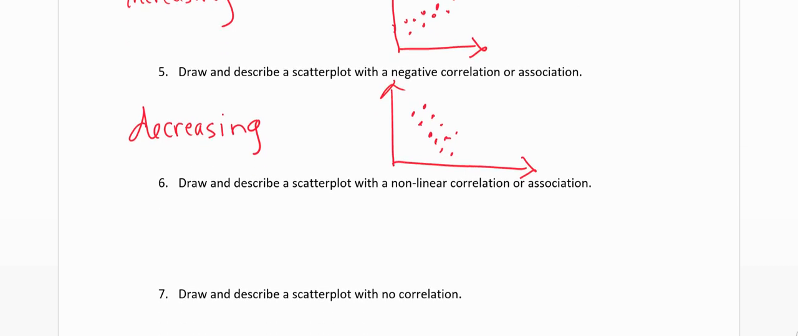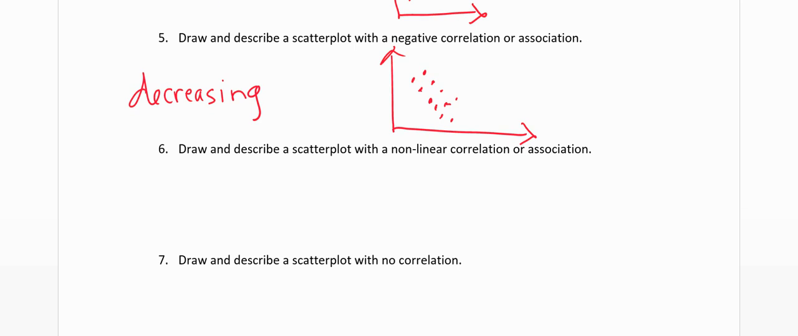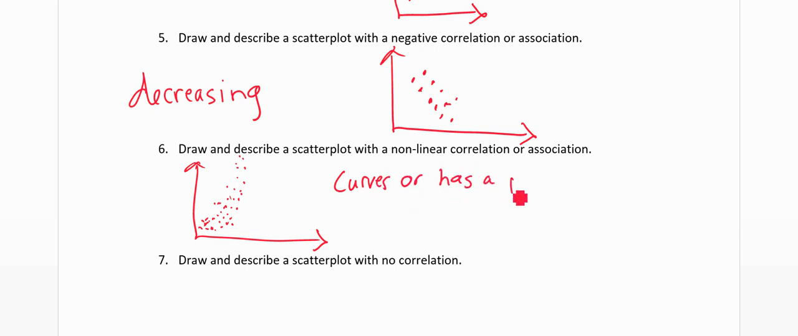Draw and describe a scatter plot with a non-linear correlation or association. So in this case, I am drawing a scatter plot that maybe curves. So it might be increasing or decreasing, but it's not in a linear pattern. So it curves or has a pattern that cannot be followed with a line.